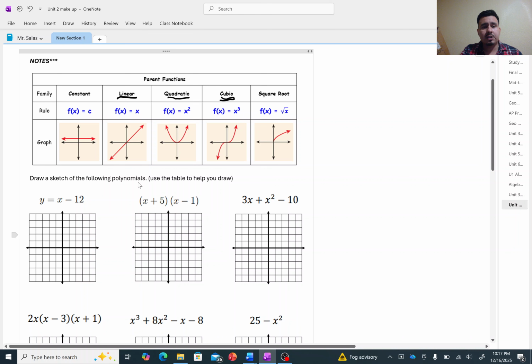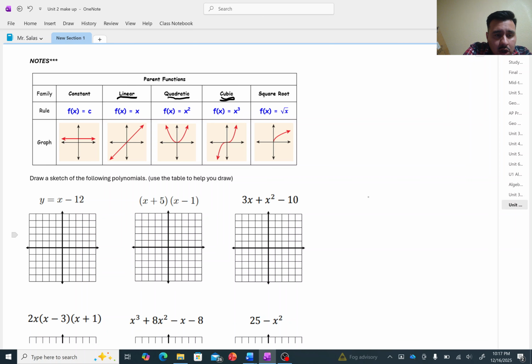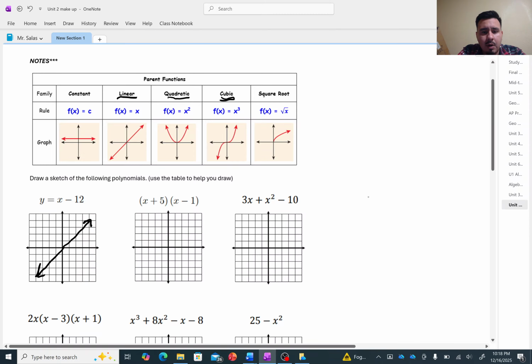It says, draw the sketch of the following polynomials. Use the table to help you draw. I noticed that the highest power here is a power of 1. So that's y equals x minus 12. I have the highest power of 1, so that means my graph should look like this. It should literally be a straight line. There we go. Perfect. Done. Moving on to the next one.